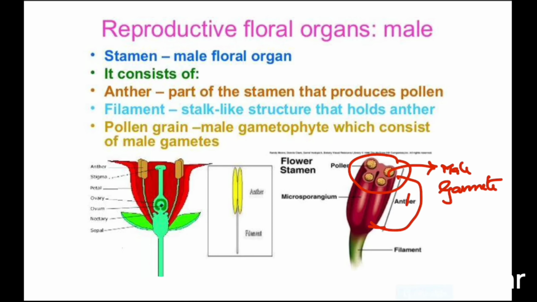You can see there is a stalk-like structure called the filament, which holds the anther properly, right? So inside the pollen grain, I told you, these are the male gametophyte, in which the male gametes are there. So these are the parts of the male part of a flower.